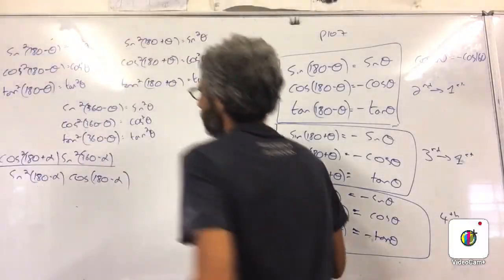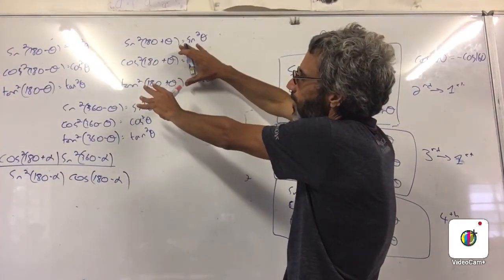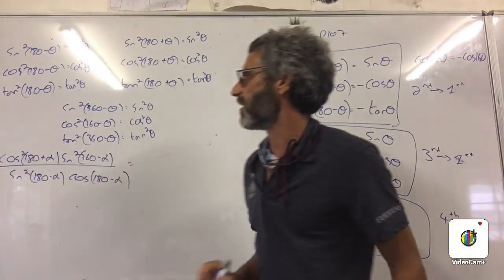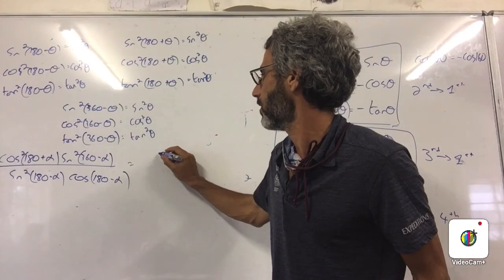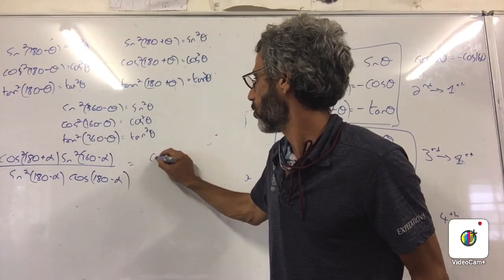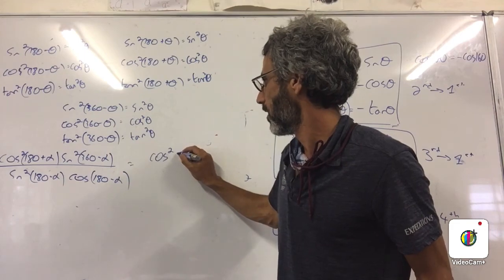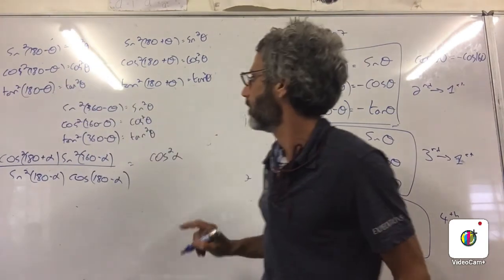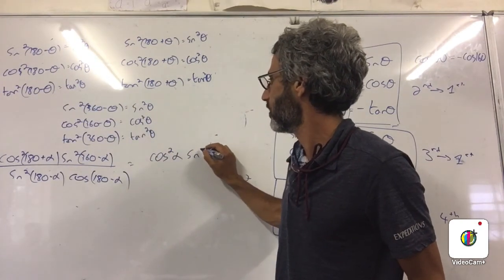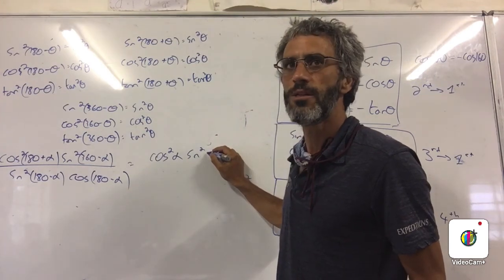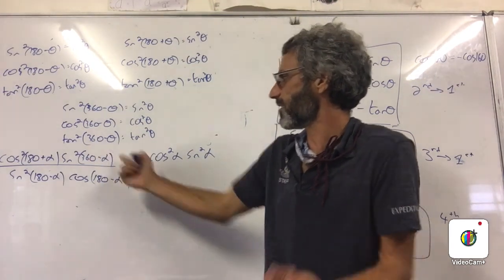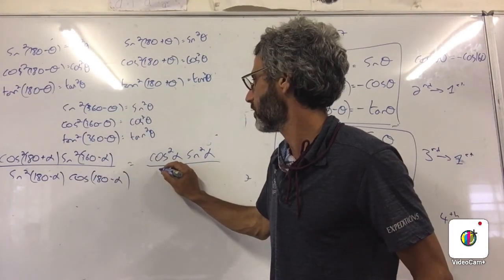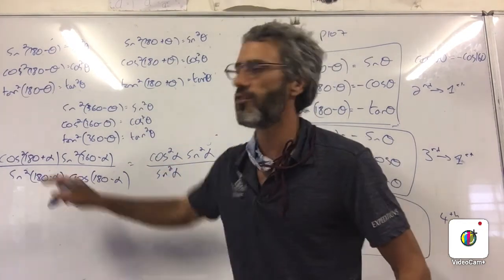Last example, which will allow us to use these square formulas and the original reduction formulas. Instead of the square of cosine (180 plus alpha), what can I write? You can write cos square alpha. I get rid of the 180; the square is the same. Instead of sine square, you can write sine square alpha, because the square doesn't change.